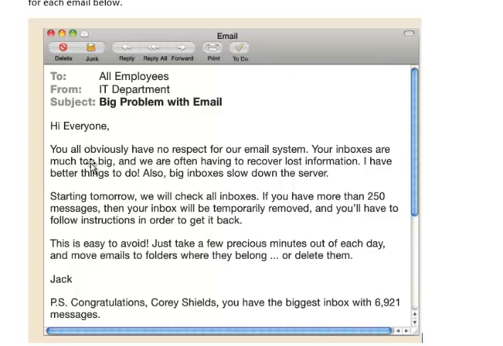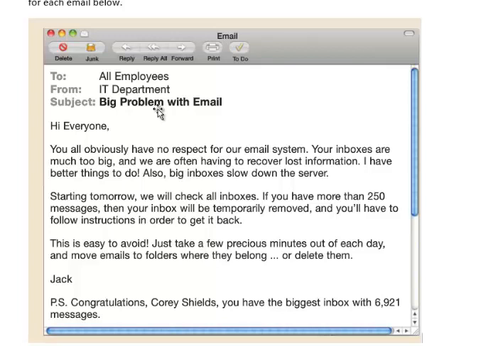We discussed before the importance of writing things that are quantifiable, right? Rather than writing things that are vague, writing things that are as specific as possible and give the reader a clear understanding of what numbers are acceptable. In fact, as you can see later on in the email, it says in the next paragraph, if you have more than 250 messages, your inbox would be temporarily removed. Well, you have to wonder, rather than saying much too big, why didn't the person use that quantity, which was obviously available?